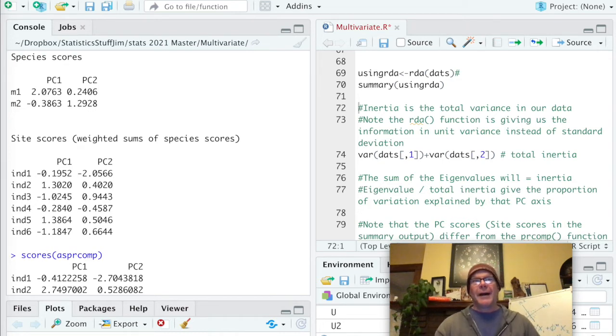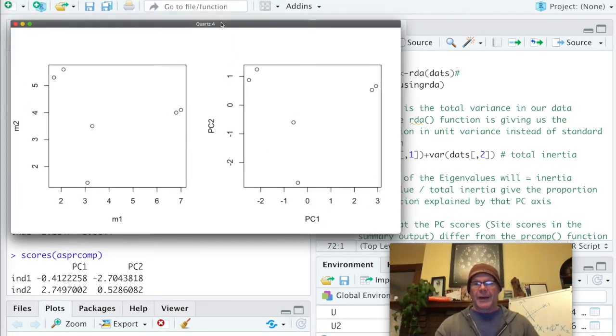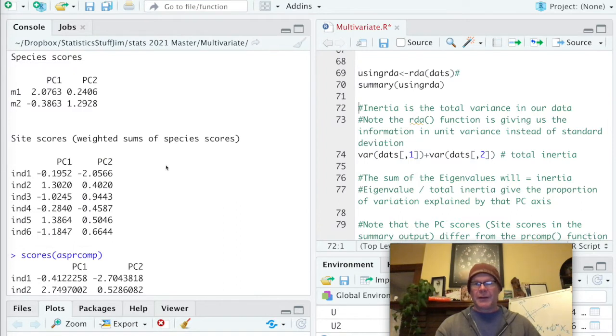But at the same time, it's always important to remember that the actual values here in PC land don't necessarily matter as much as the distance between these points. That's the thing that's interesting, right? Like in PC land, these two guys here are really similar to one another, and this guy over here is way off by himself, and these two guys are similar to one another, and so on. Okay, and so the scaling is going to be a little bit different when we use the RDA function.